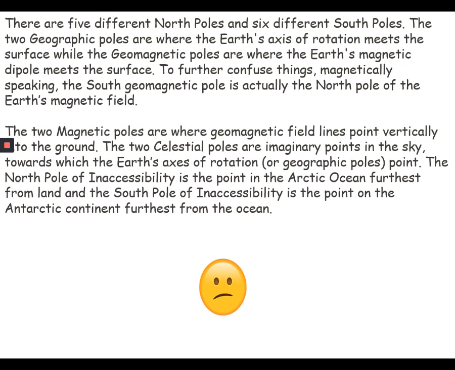Okay, so that is it. Just to summarise, we've looked at latitude and longitude, and then hopefully you can understand the terms equator, Tropic of Capricorn, Tropic of Cancer, Antarctic Circle, Arctic Circle, Prime Meridian, North Pole and South Pole.